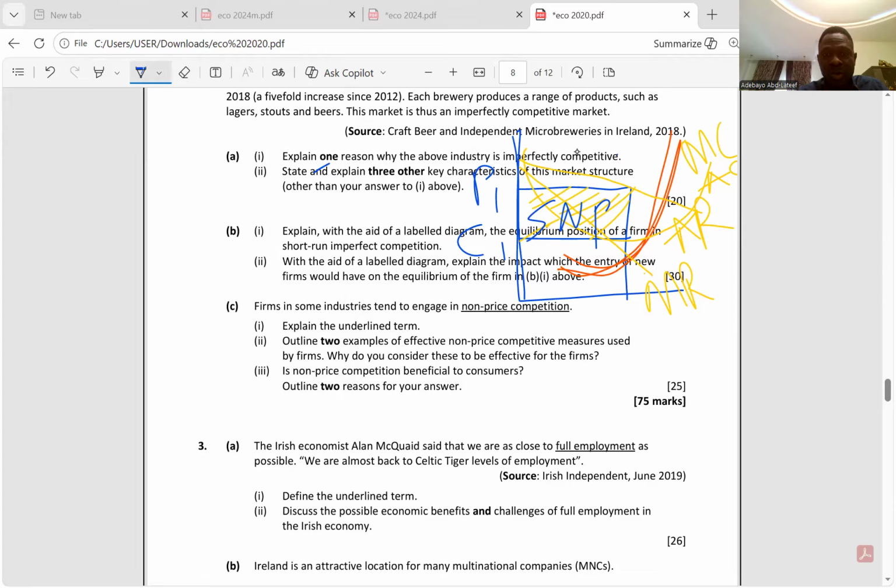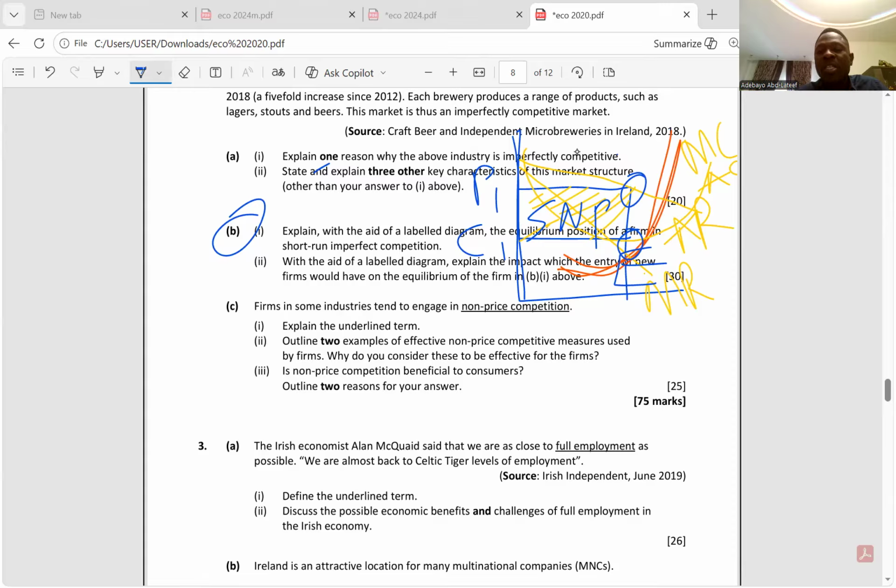So that's the question for question B, figure 1. They said, explain with the aid of a labeled diagram the equilibrium position of a firm in the short run imperfect competition. A firm in the short run will make supernormal profit, and the equilibrium position will be at this point, where MC equals MR, and this is the supernormal profit position. This is our average revenue, this is the marginal revenue, and this is the average cost. When you look at it, the average revenue is greater than the average cost, and that is supernormal profit.